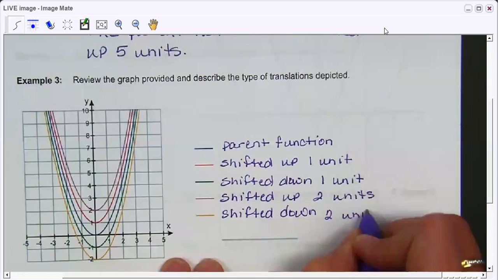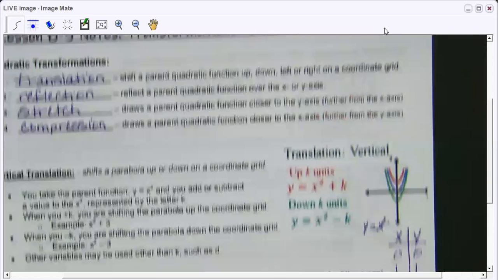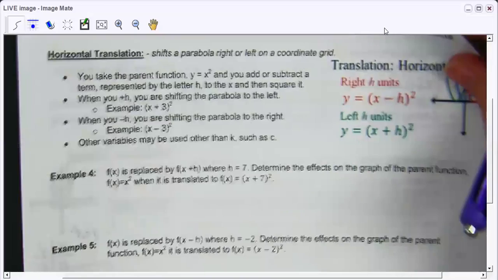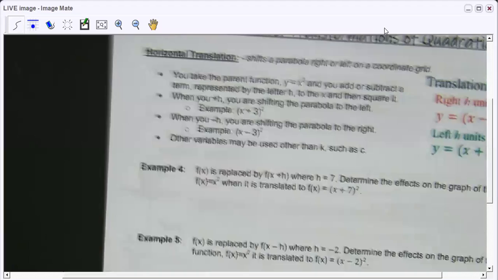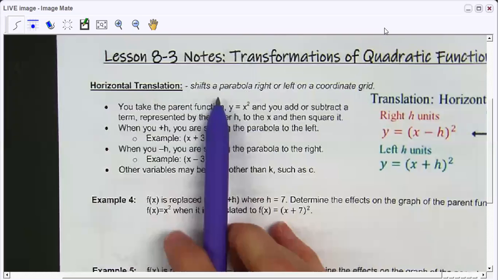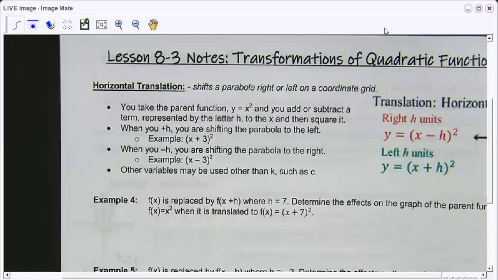Okay, so this one was pretty easy. And what's gonna happen is this equation right here, y equals x squared plus k, we're gonna keep adding to that equation until we get a larger equation that represents all the different possible transformations you can make with the graph. Okay, so let's go. All right, so we're moving from vertical translations to horizontal translations. So this will shift the parabola either right or left.